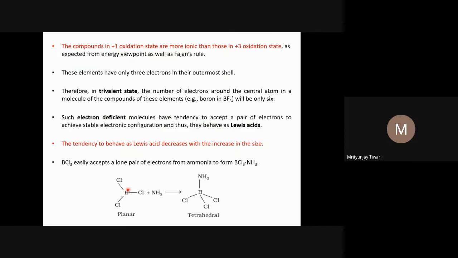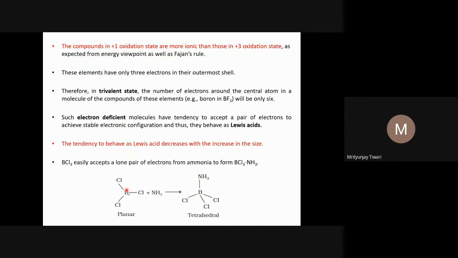The adduct is BCl3·NH3. This compound earlier was planar, a trigonal planar structure. But once the ammonia comes, it pushes the three B-Cl bonds and forms a tetrahedral structure. Now this compound is a tetrahedral compound.